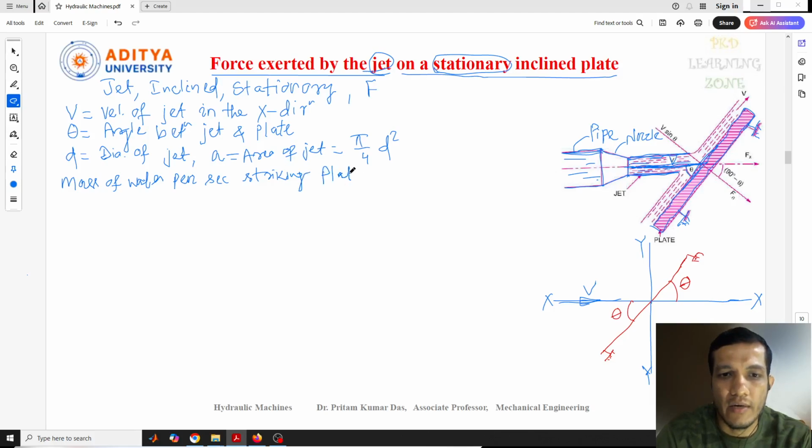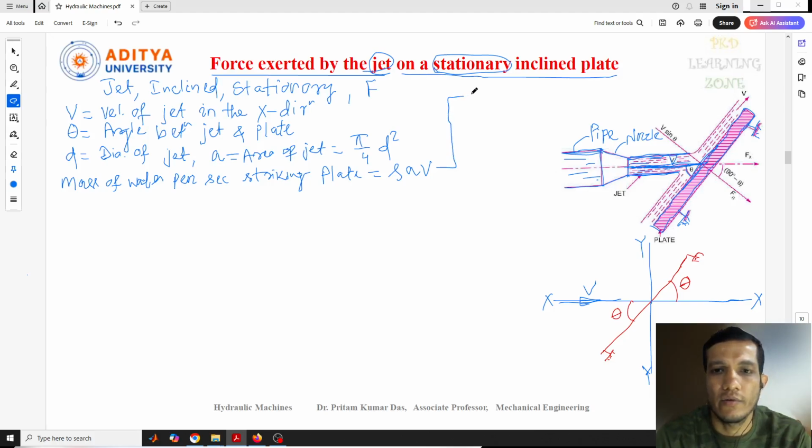So this is nothing but the mass flow rate we need to consider. This one we already know from previously; in the last class I have already derived this one. This is actually rho A V. So I can simplify here.